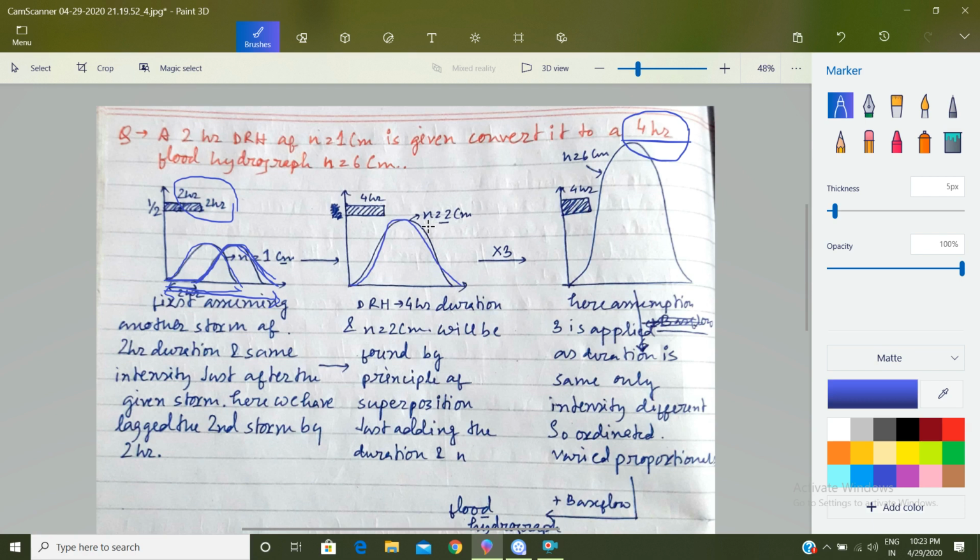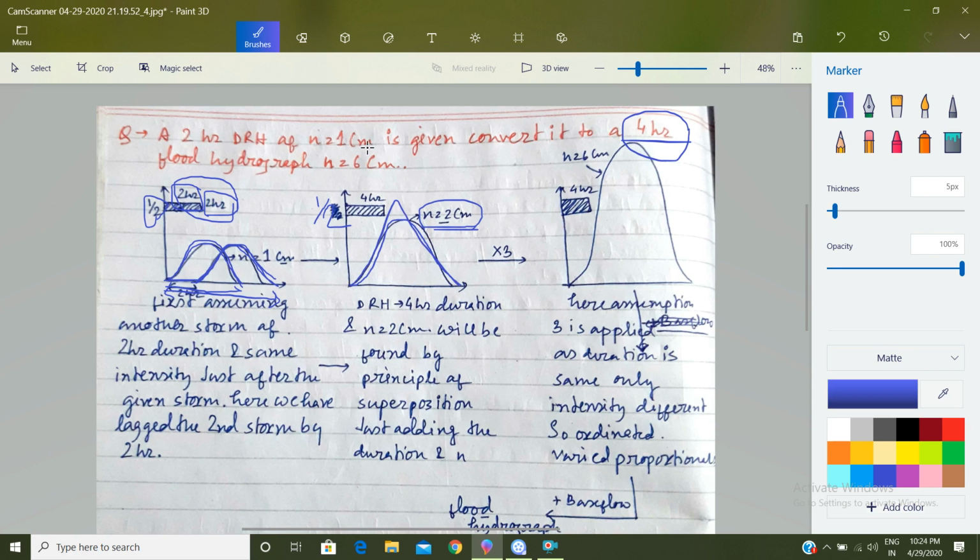The ordinates become this, where n becomes 2 centimeter. If 1/2 centimeter per hour precipitation was occurring during 2 hours, then a unit hydrograph of 1 centimeter occurs. Now another 2-hour storm occurred after the 2 hours. So 1/2 into 4 hours becomes 2 centimeter. The intensity remains the same, so 1/2 into 4 hours becomes n equal to 2 centimeter, isn't it? We have added the hydrographs of these two, so this becomes 2 centimeter.